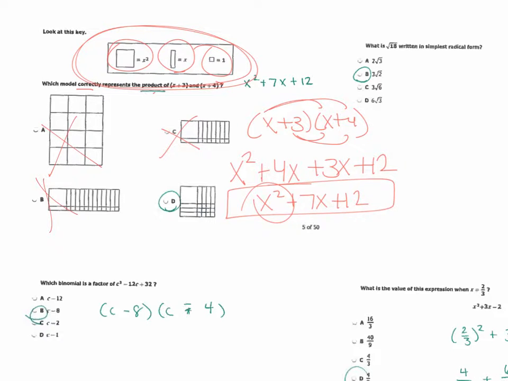So I know by process of elimination it's D, but if I check one last time, I need to have 12 singles. So singles are these little cubes. 1, 2, 3, 4, 5, 6, 7, 8, 9, 10, 11, 12.